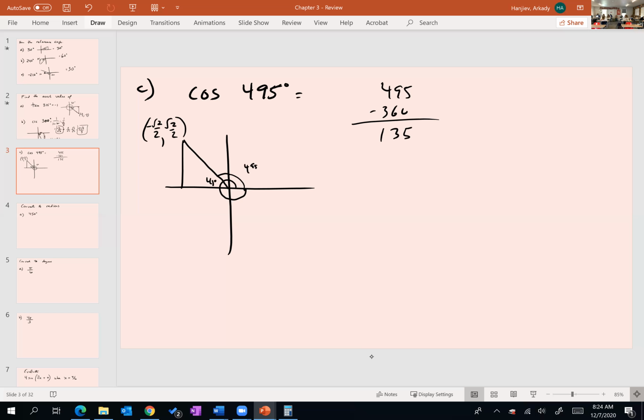Oh, no problem, no problem. Cosine is going to be the x coordinate, right? As opposed to sine being the y coordinate. And if that's the case, we're just going to take this little guy right here. Boom, answer is negative root 2 over 2, and we're done.